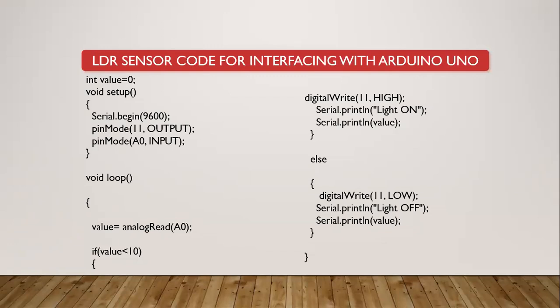And in loop, we have given a simple if else statement where we have already initialized the value as 0. If that value is less than 10, then the LED should glow. Else, if it is greater than that, then the LED should go off. That threshold value we can vary depending upon our application. Then we use Serial.println to print our output in the serial monitor. So this is very simple code. With this code we can run our LDR with Arduino by using Tinkercad or our hardware components.